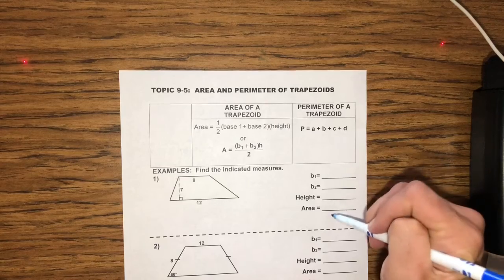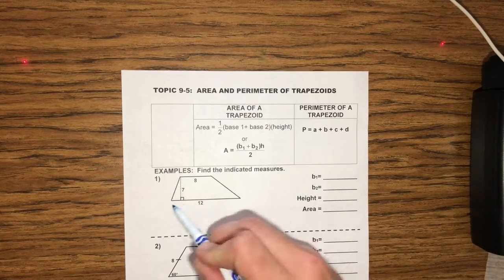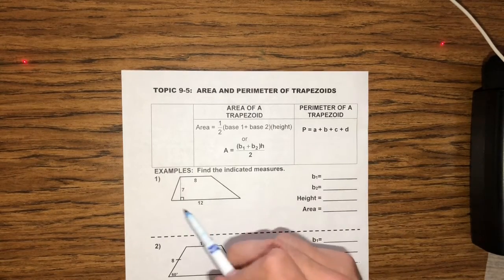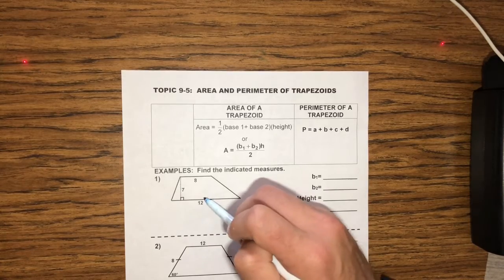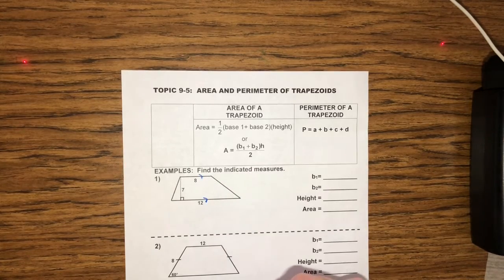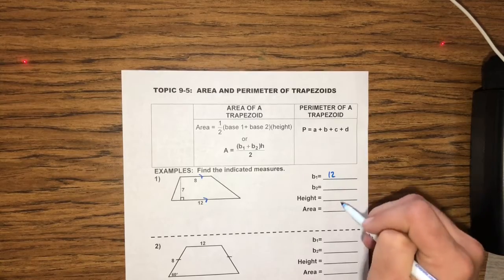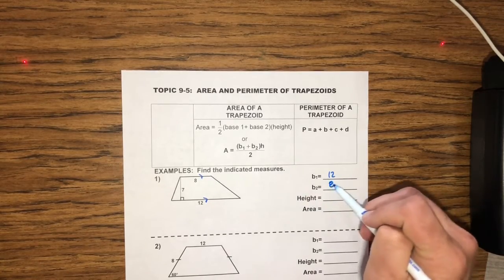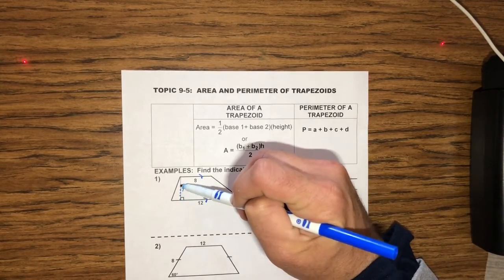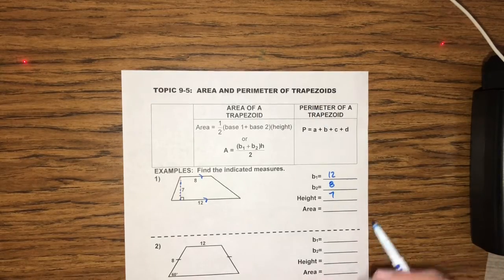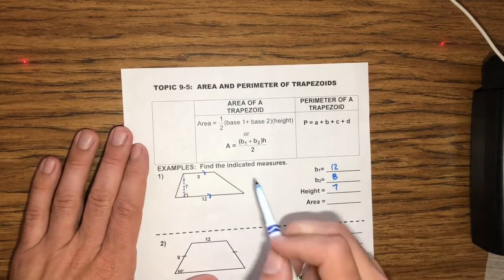I like how this has it set up. Base 1. Remember, the bases are always going to be the parallel sides. So 12 and 8 are parallel. So base 1 is 12. Base 2 is 8. And then the height of the prism is right here, 7. So I'm going to go plug that information in.